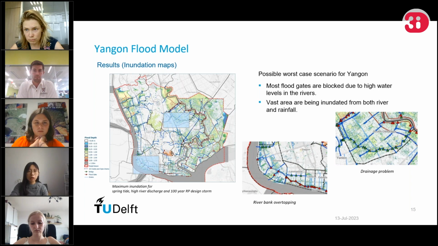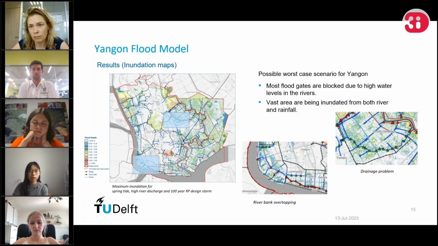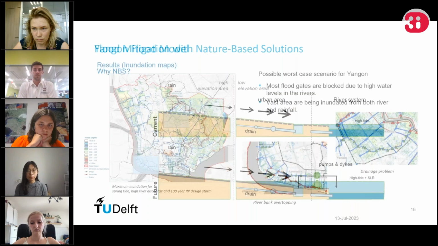This is the example output map. So we have inundation maps for different kinds of scenarios. This is the example map of the possible worst case scenario for Yangon, which is the spring tide, high tide, and high river discharge, and the 100-year return period design storm. In this case, we can see most of the floodgates are blocked due to the high river water level, and most of the area in the city is inundated from the river and the rainfall. We can see some areas are flooded from river overtopping, and some areas have drainage problems. So this is the model developed in 2019.